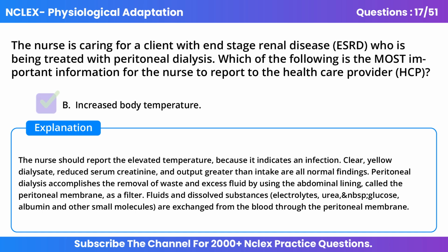Clear, yellow dialysate, reduced serum creatinine, and output greater than intake are all normal findings. Peritoneal dialysis accomplishes the removal of waste and excess fluid by using the abdominal lining, called the peritoneal membrane, as a filter. Fluids and dissolved substances, electrolytes, urea, glucose, albumin and other small molecules, are exchanged from the blood through the peritoneal membrane.